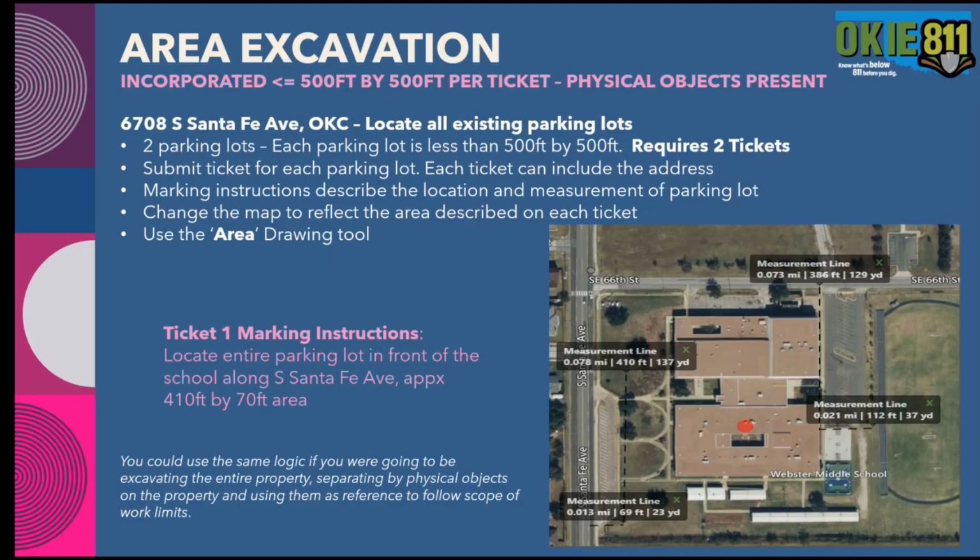You could use the same logic if you were going to be all over this property too. If you were going to be working the full property doing various excavation in different areas, you can separate by the physical objects on the property. This is a really large property. I think that would have amounted to probably 6 or 7 tickets if you needed the full property. So if you can narrow it down by those physical objects, like the grassy areas on the northwest corner, or the track. There's some baseball fields on this property. You can split them up by those references to help you narrow down the locate area, keep it a little bit easier for you to maintain and for the locators to understand once they get out there.